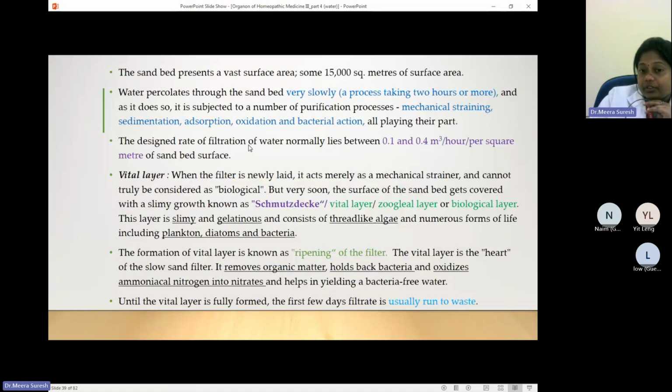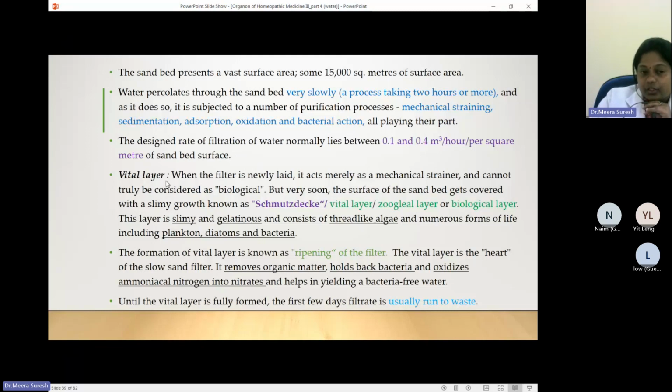The design rate of filtration in case of a slow sand filter, this number also you have to study, is between 0.1 and 0.4 meter cube per hour per square meter of sand bed surface. That is the speed of the filtered water that will be coming out from the slow sand filter, in such a range.